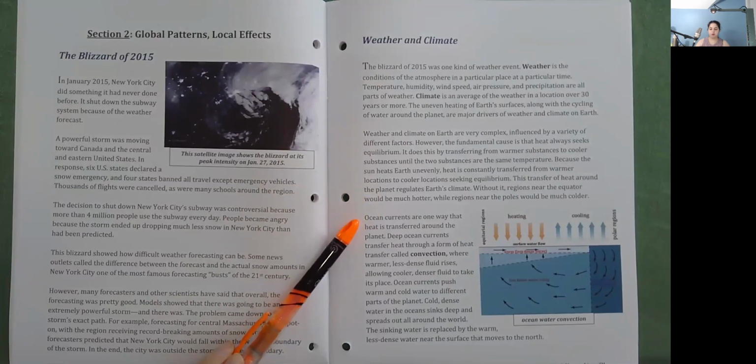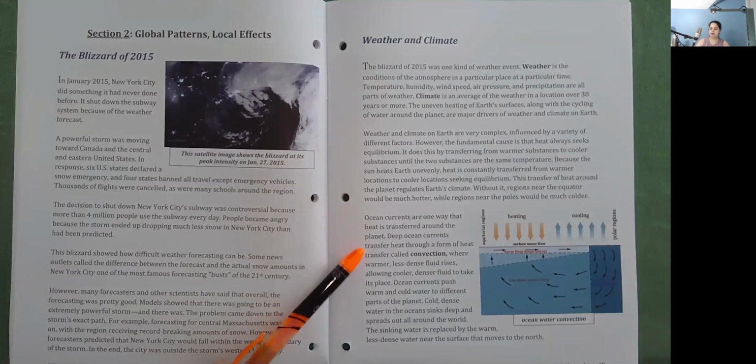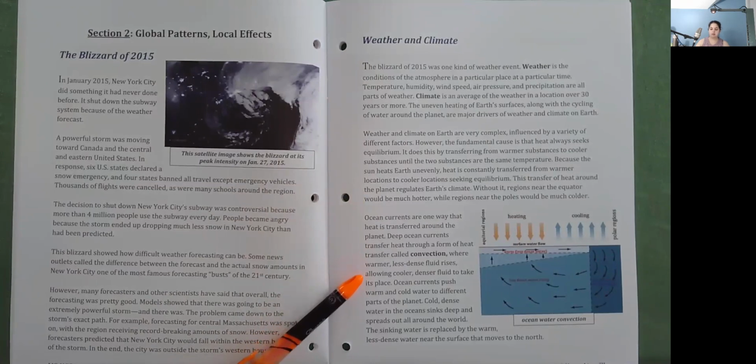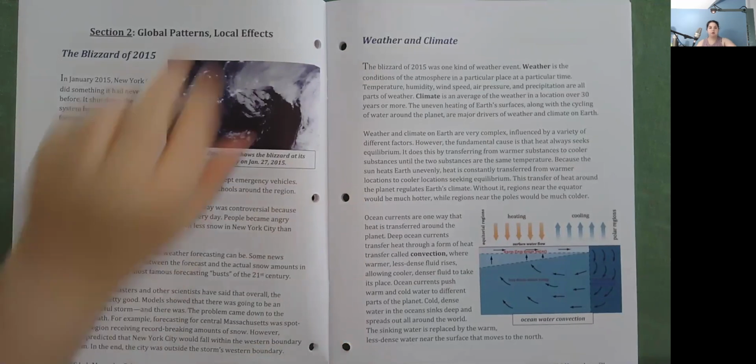Ocean currents are one way that heat is transferred around the planet. Deep ocean currents transfer heat through a form of heat transfer called convection, where warmer, less dense fluid rises, allowing cooler, dense fluid to take its place. Ocean currents push warm and cold water to different parts of the planet. Cold, dense water in the oceans sinks deep and spreads out all around the world. The sinking water is replaced by warm, less dense water near the surface that moves to the north.